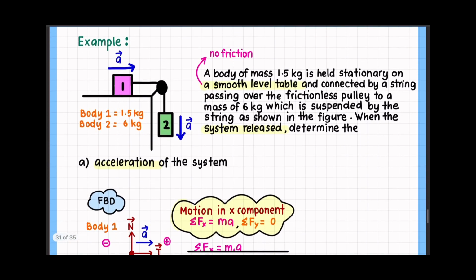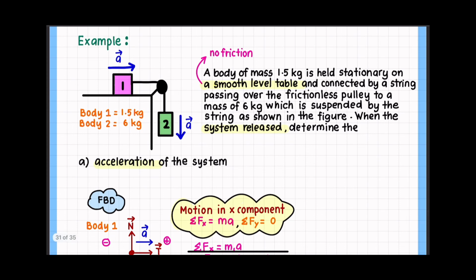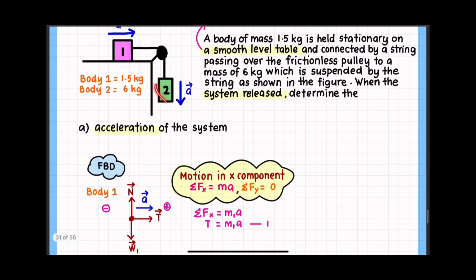Okay, next example, we have a body of mass 1.5 kg is held stationary on a smooth level table and connected by the string passing over the frictionless pulley to a mass of 6 kg which is suspended by the string as shown in the figure. So when the system is released, determine the acceleration of the system. So release means that dia ada motion lah. Okay, ada motion dan suruh cari acceleration. Jadi case awak ni adalah second law motion. Okay, kalau ikut logik, 2 lagi berat daripada 1, maka memang dia akan jatuh ke bawah lah.